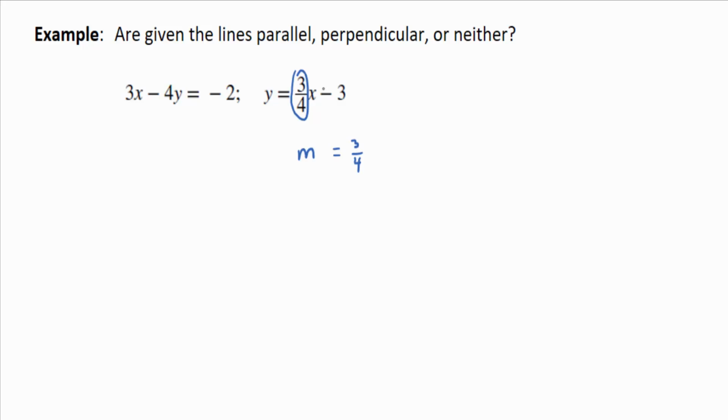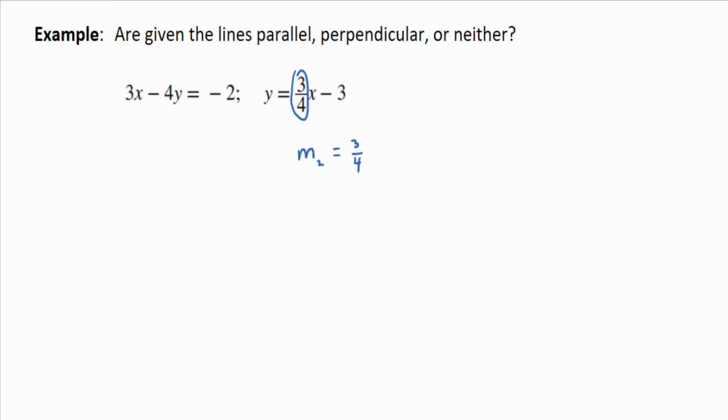So if this is line 2, you could call it m subscript 2. So the slope of the second line is 3/4. To get the slope of this line, well, we have to solve it for y. We have to put it in slope-intercept form, y equals mx plus b form, in other words, and then get the coefficient of x to identify the slope. So let's go about doing that.